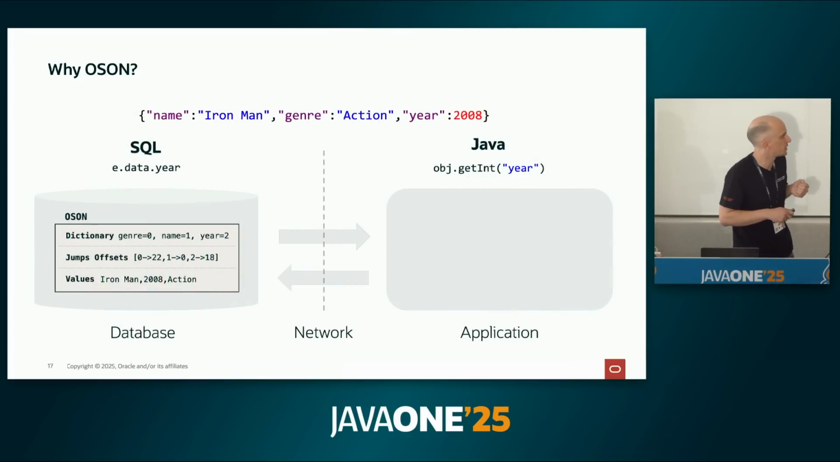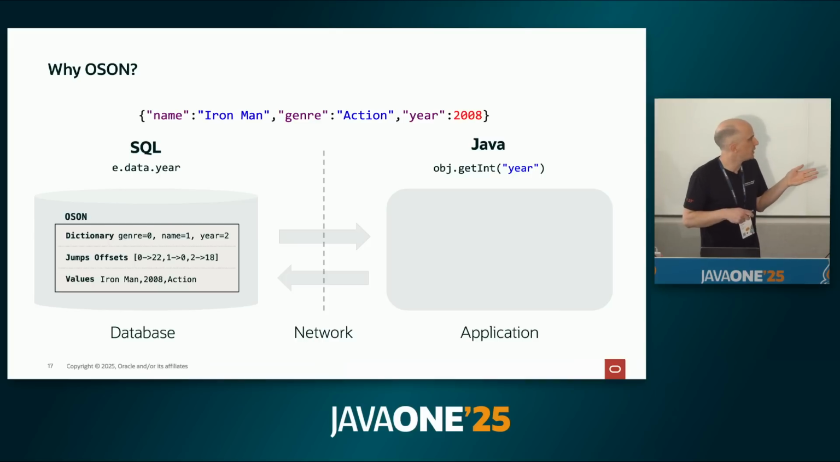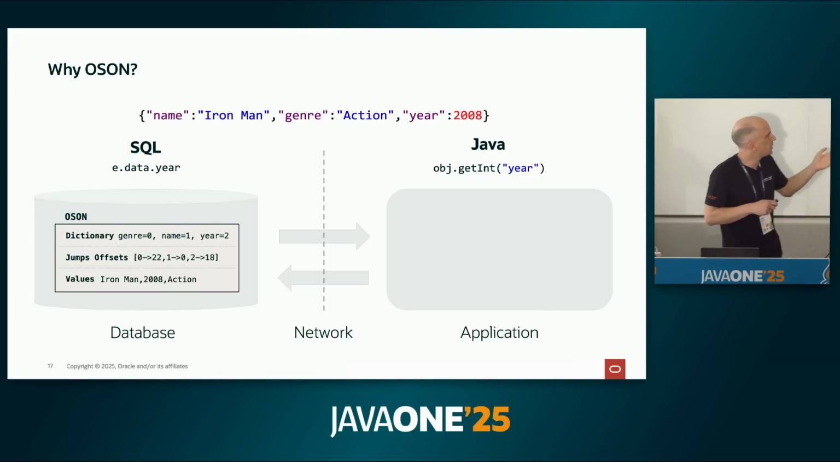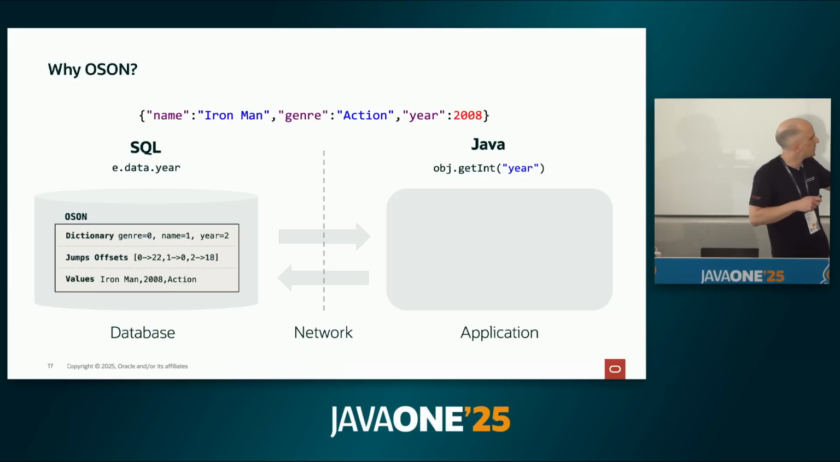The other reason it helps us with performance is that, unlike other people's binary formats, we designed it to support random access within the image. So imagine that you have this JSON object at the top of the slide representing a movie, the movie Iron Man. And let's say in SQL, I want to pull out the year value of this movie. What OSON allows us to do is jump straight to that year value without having to scan past the name or the genre of that movie.